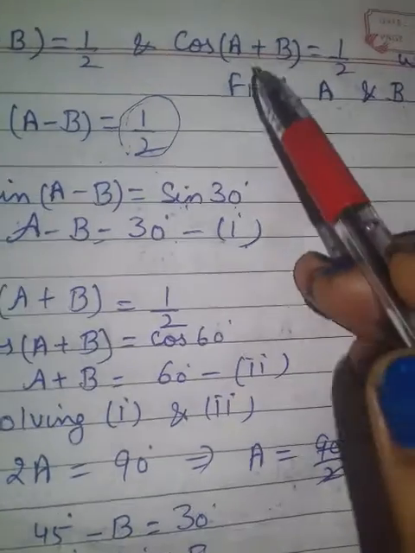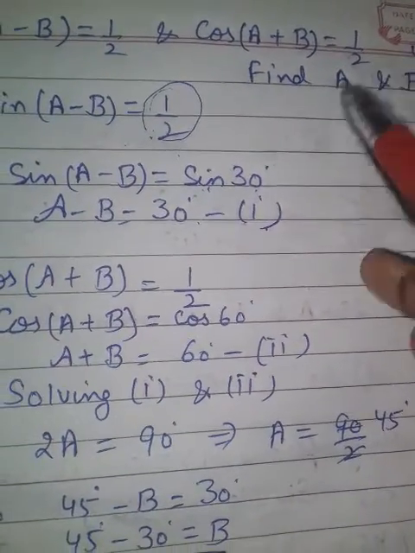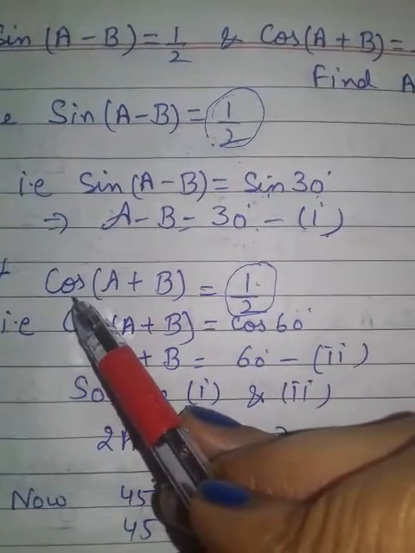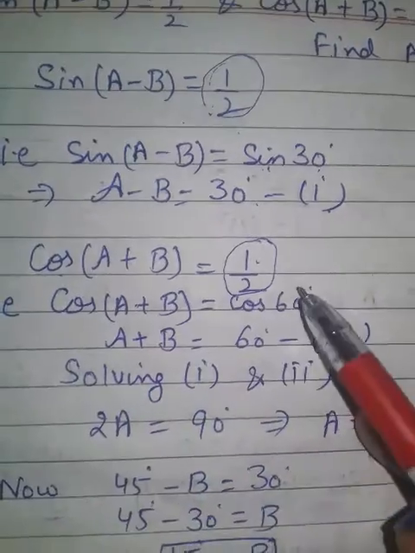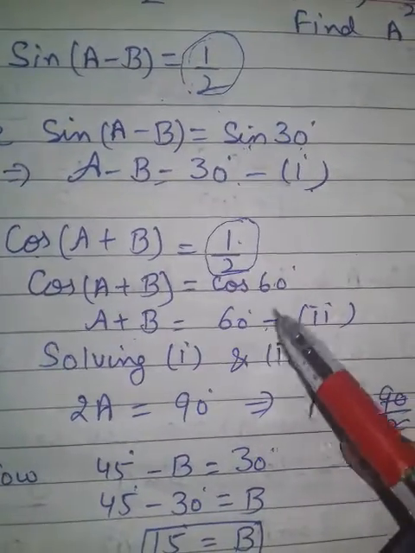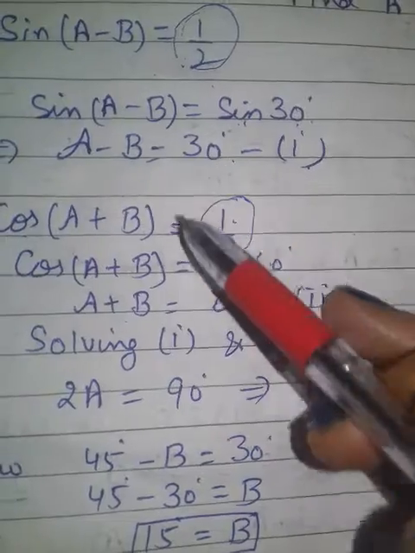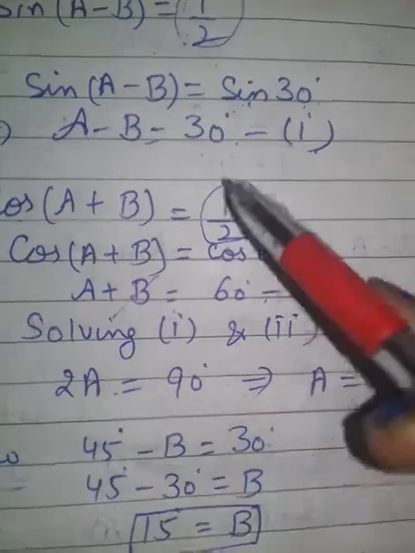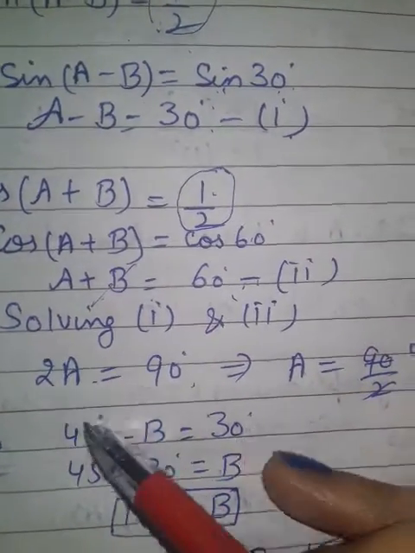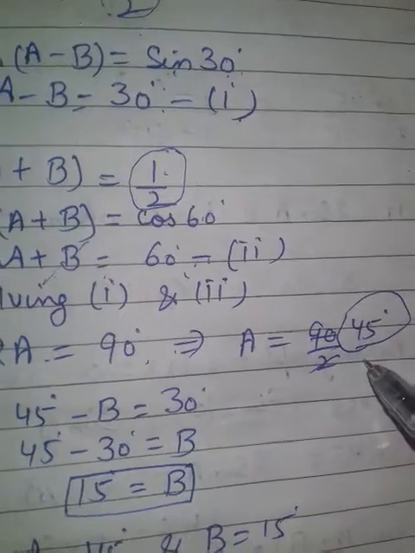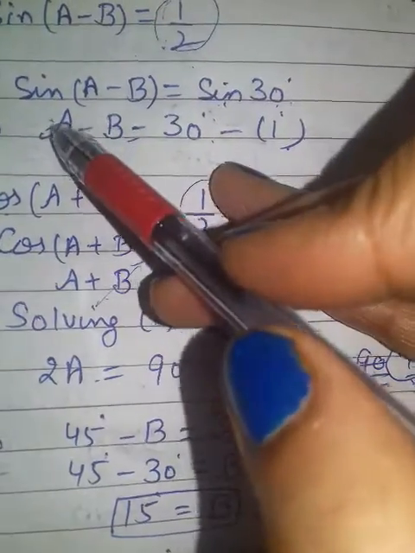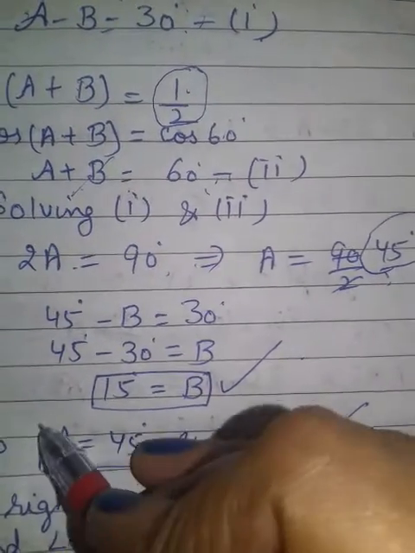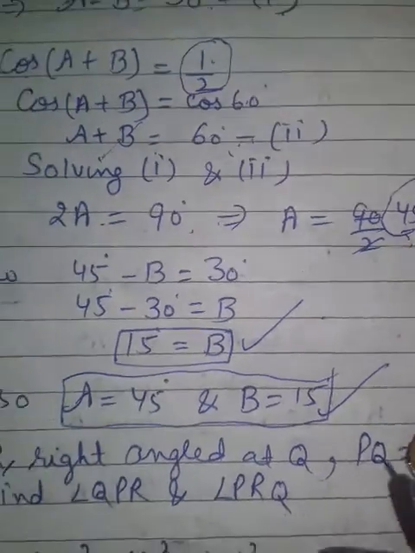One equation I got. Now cos of a plus b is equal to 1 by 2. You will write the value of 1 by 2 in terms of cos now, because they will cancel. After that you got these two equations. Whenever you solve them, the negative will cancel with the positive. A plus a is your 2a. 30 plus 60 is 90. Divided by 2, you got a is 45. When a is 45, you put it here, then on subtraction you are getting 15 degrees. Clear? A is 45, B is 15 degrees.